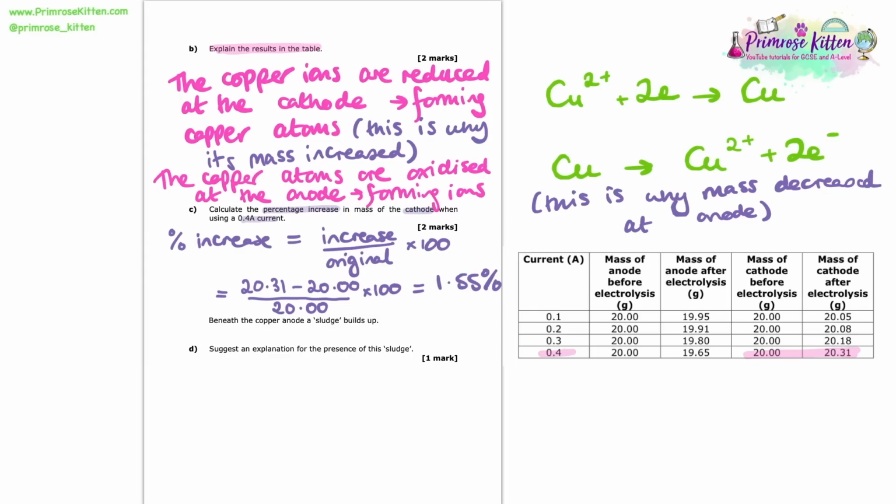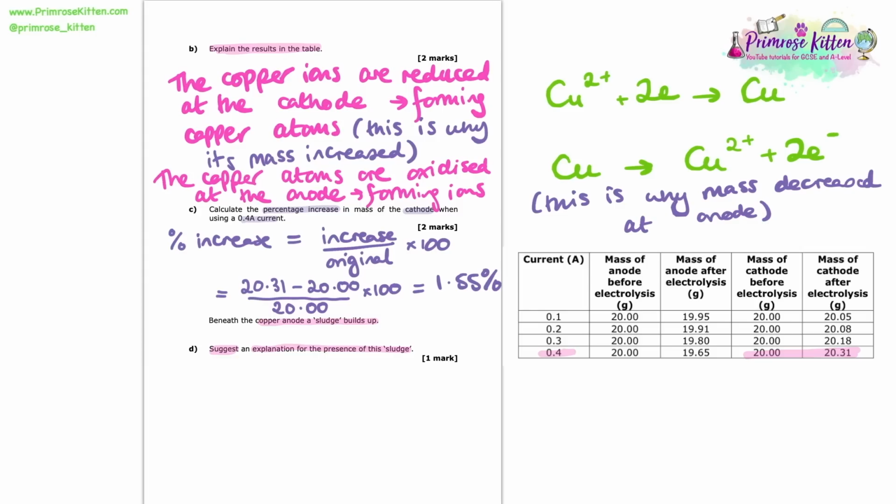So next up, we're told that beneath the copper anode, a sludge builds up. Just looks like a little mucky substance underneath that anode. Here we're asked to suggest an explanation for the presence of this sludge. And it's a suggest question, so we don't necessarily know this. We haven't necessarily learnt this in class, but we need to have a good stab at it.